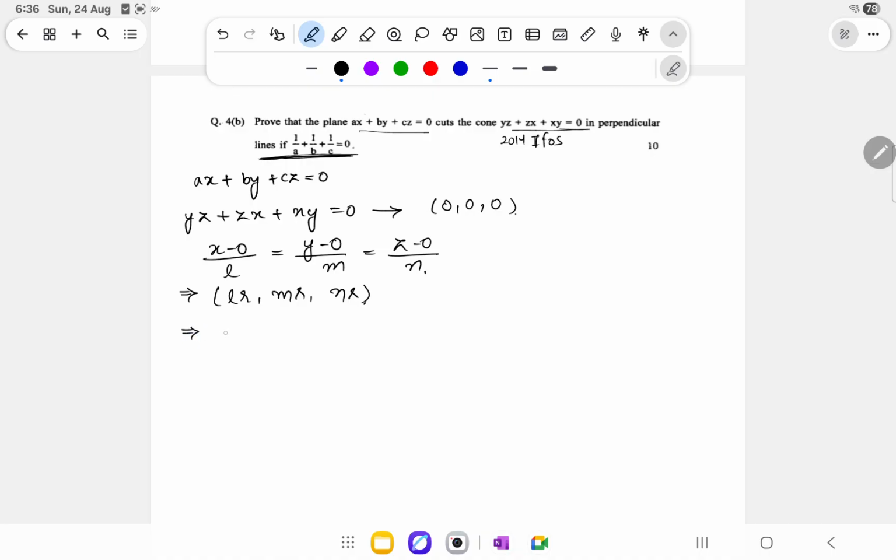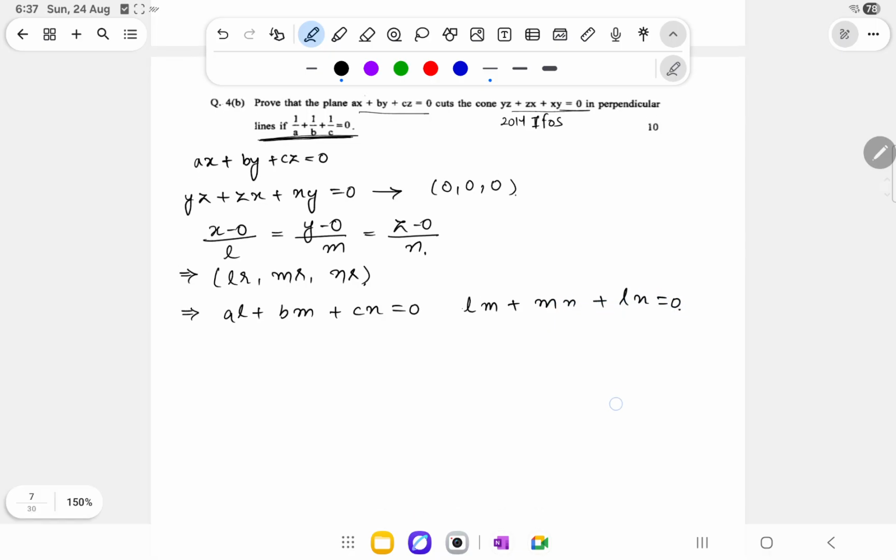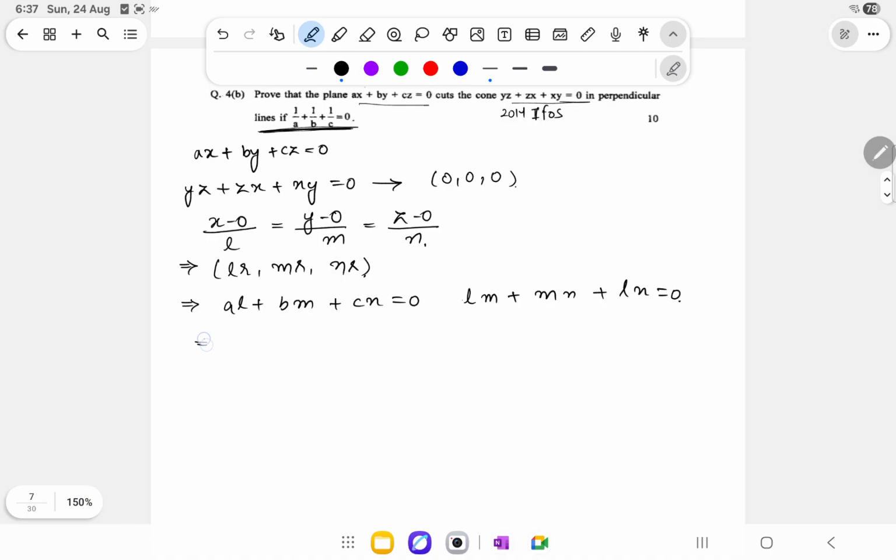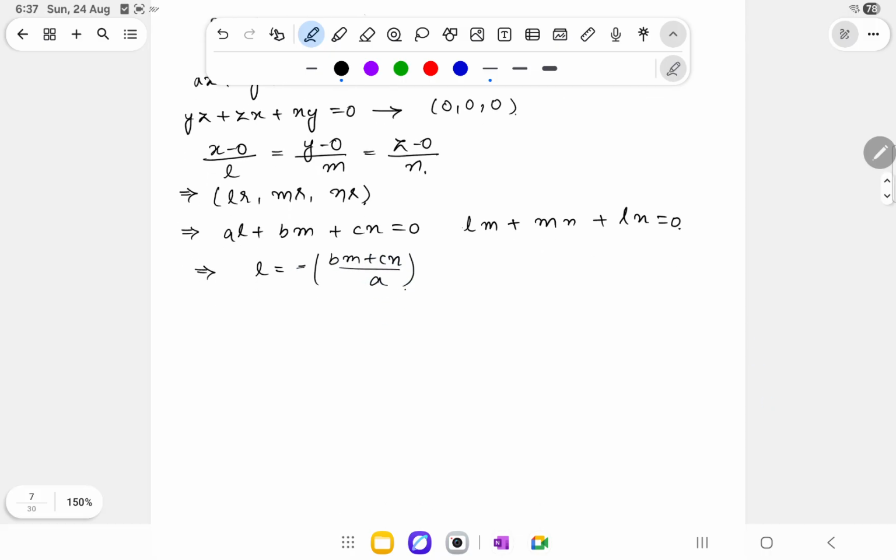So if that's the case, I'll get al plus bm plus cn equals 0 and lm plus mn plus ln equals 0. So I got two relations in l, m and n, and I can easily solve them to get values of l, m and n. So if I calculate the value of l from the first equation, I'll get l equals minus of (bm plus cn) by a. Now I can substitute it in the other equation to get a quadratic equation in m and n.